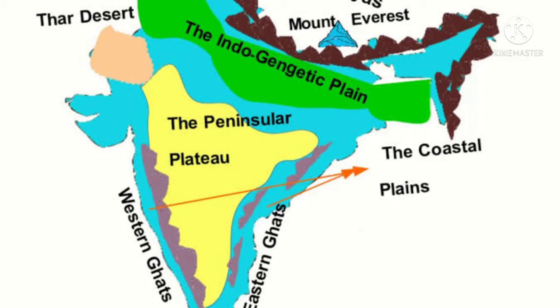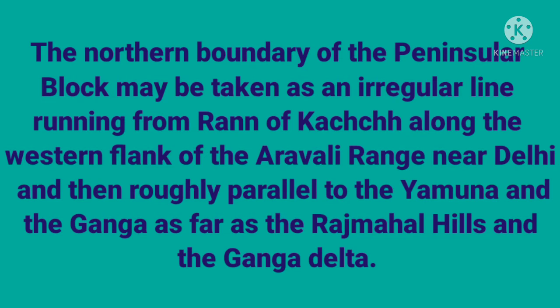Now, let's see a detailed introduction about the Peninsular Block. As I told you, the Peninsular Block is situated below the northern plains. It can be taken as an irregular line running from Kutch along the western flanks to the Aravalli Range near Delhi and then roughly parallel to the Yamuna and the Ganga and Ganga Delta.